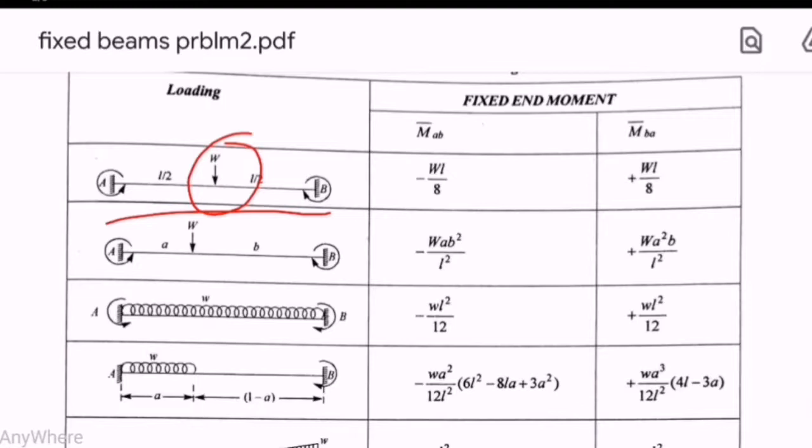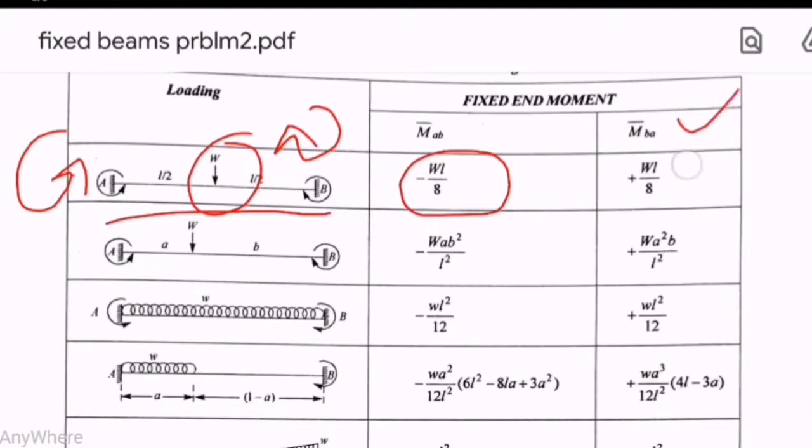So for this, at A, if you observe, there is an anti-clockwise moment generated. That anti-clockwise moment generated has a fixed end moment of minus WL by 8. In the same manner, at B we have a clockwise moment developed. So that will be taken as positive, and that is given by M bar BA, and that value is WL by 8.